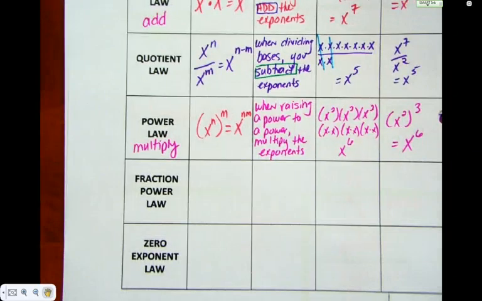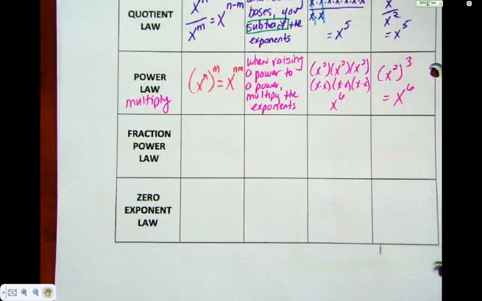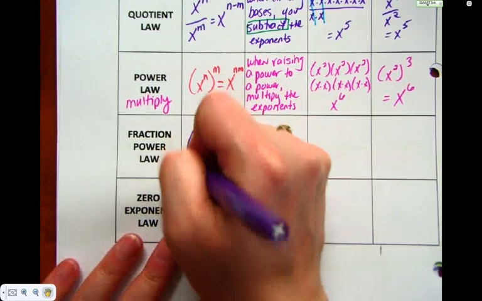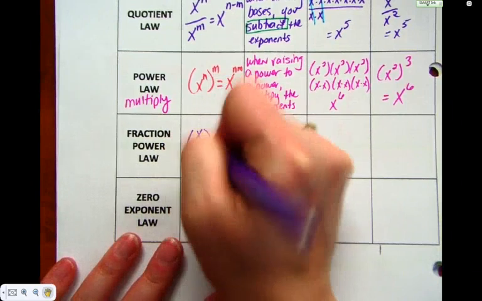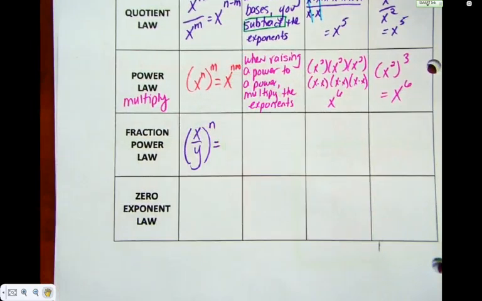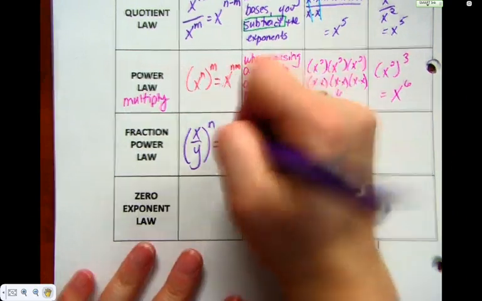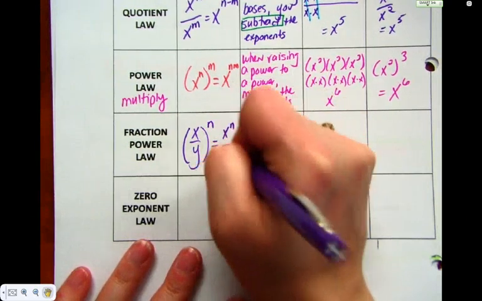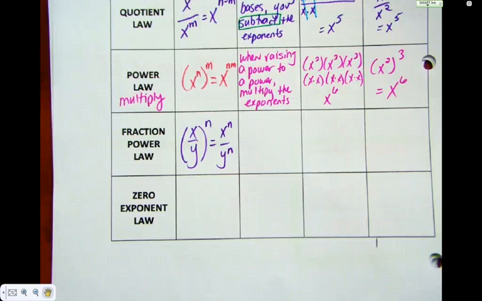Let's go to fraction power law, which sounds so scary, but it's not. You started to see some fractions yesterday when we did product law. So here is fractional power law that says x divided by y to the n equals x to the n over y to the n. Fraction power law just says if you've got a fraction in the brackets, you can give the exponent to both. So the exponent goes to the numerator and it goes to the denominator.